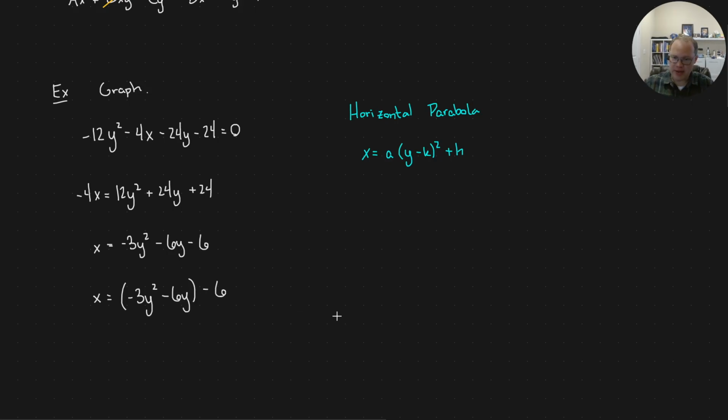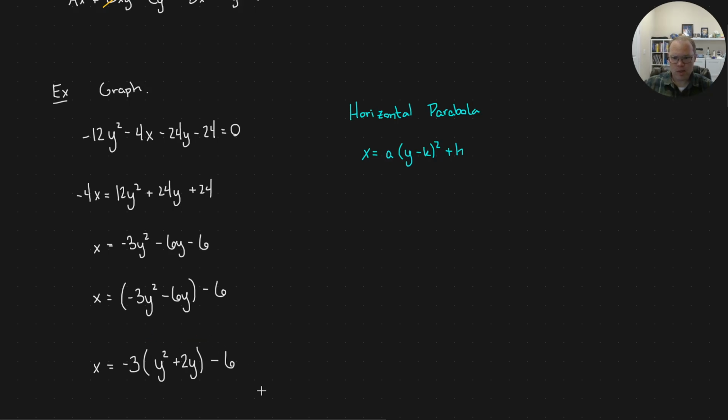Okay, all grouped together. Now I want to figure out how to turn this into a perfect square, right? I want to complete the square. Now, in order to do that, I need a coefficient of 1 in front. So first step, let's pull out that -3. Let's factor it out. So if I factor out the -3, I get a coefficient of 1 in front of the y squared. That's what I want. And pull out -3 from the -6. That leaves me with a +2 times the y. Okay? Now this is what I'm going to complete the square on.